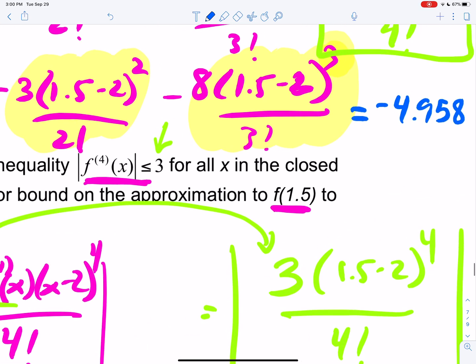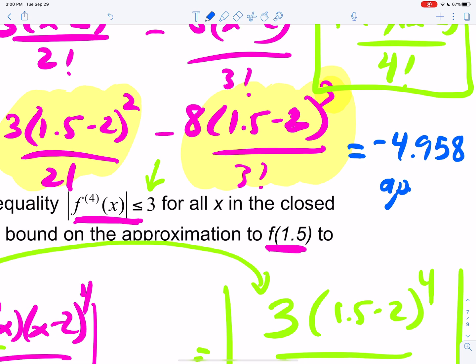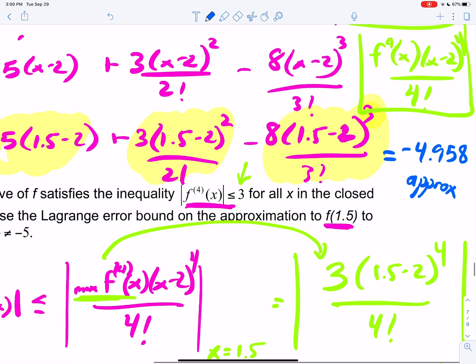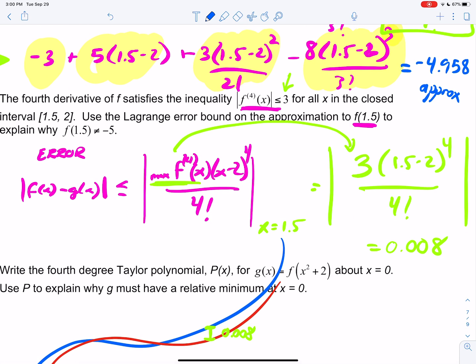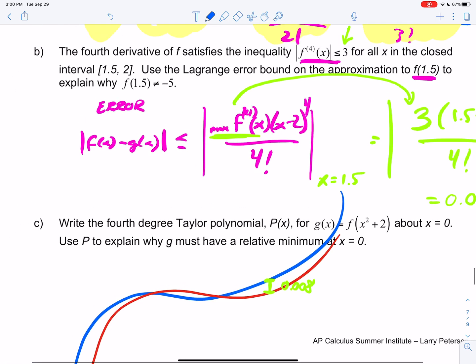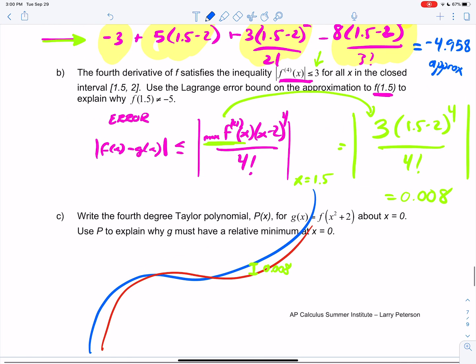That was our approximation right here. Our error tells us that we can only be off by 0.008. So what you guys do here is, now first off, finding the error is the same thing. Because they're phrasing this question differently, we have to do a little bit more here, okay? So this has nothing to do with the Lagrange error bound. They're just asking us to explain why something can't happen. So there's a follow-up to it.